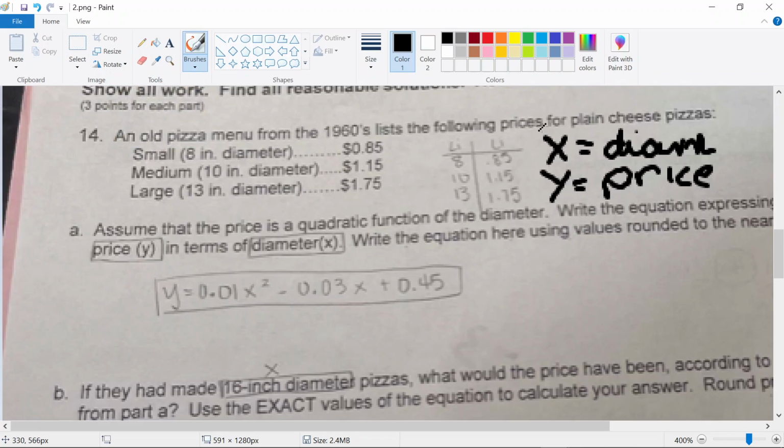It says assume that the price is a quadratic function. Wait, it's getting even thicker. Wait a minute, let me fix this. How do I get a thinner brush?